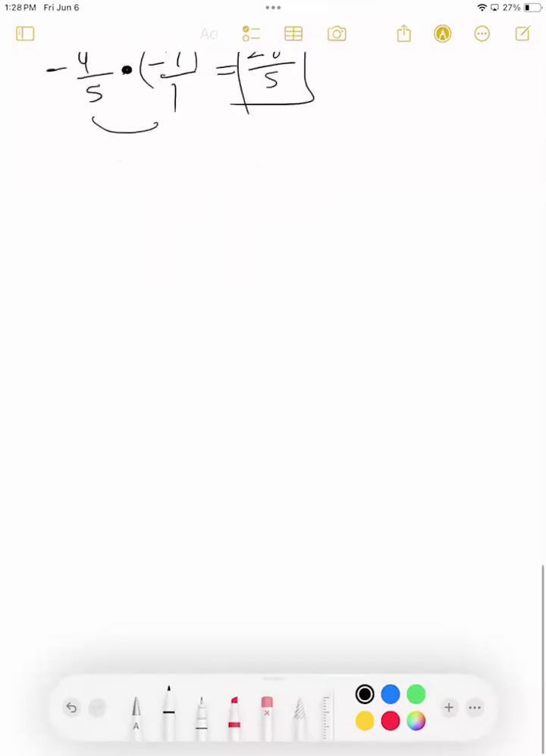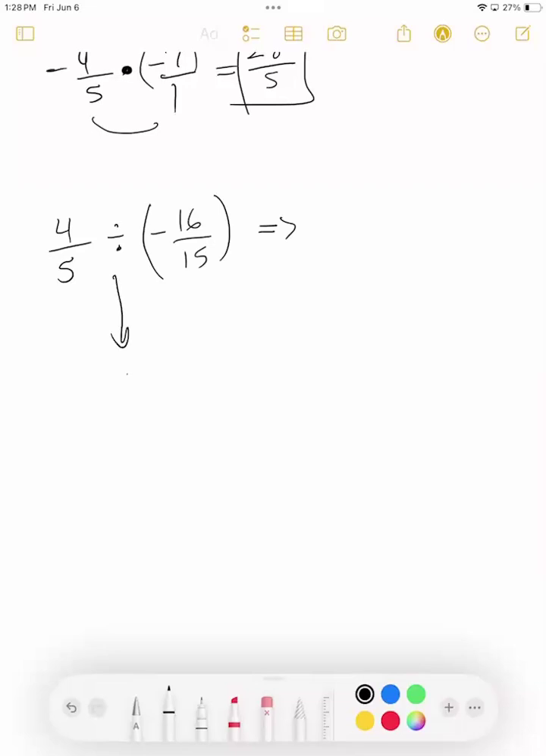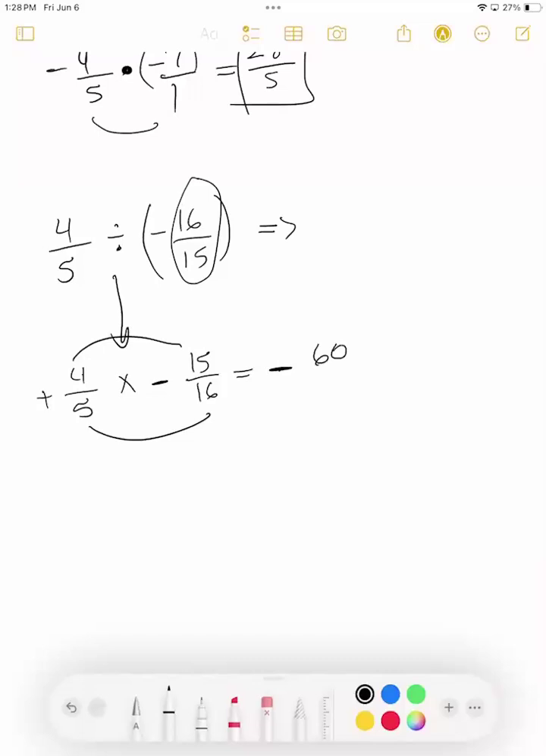The next problem is 4 over 5 divided by negative 16 over 15. So you change the division to multiplication. You write the reciprocal of this number. Leave the negative alone. Flip the number. You get 15 over 16. Positive times negative, the answer is negative. Top, top, bottom, bottom. 4 times 15 is 60. 15 times 4 is 60. 5 times 16 is 80. I just remember those. If you don't remember, you have to just write them down and multiply them.